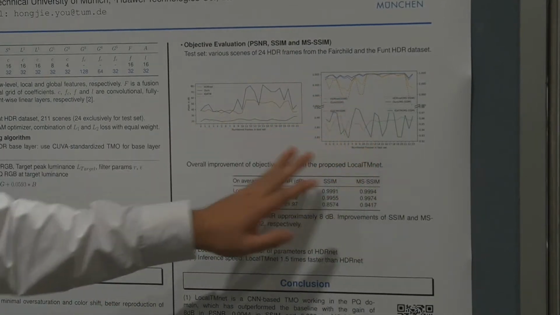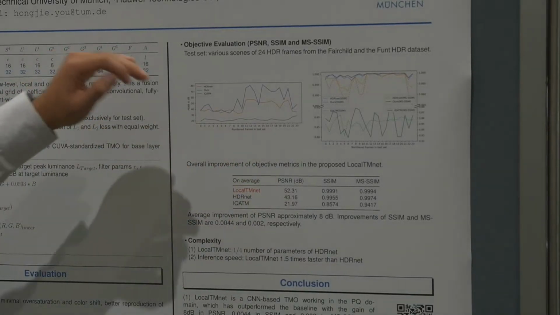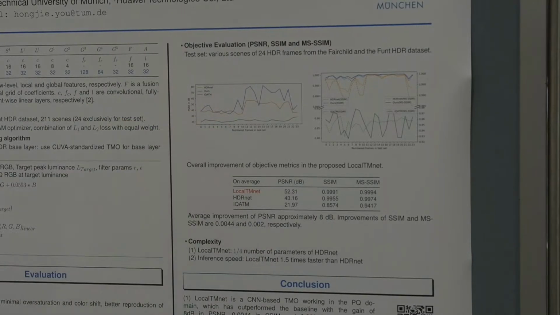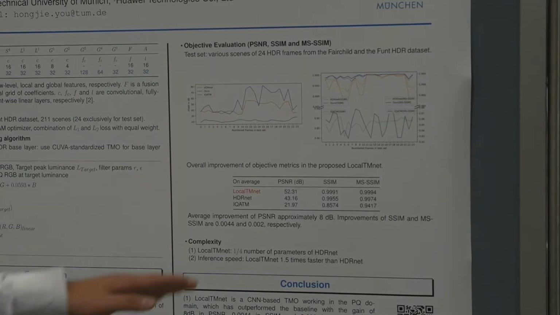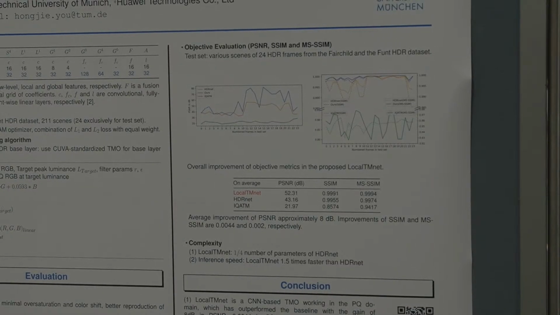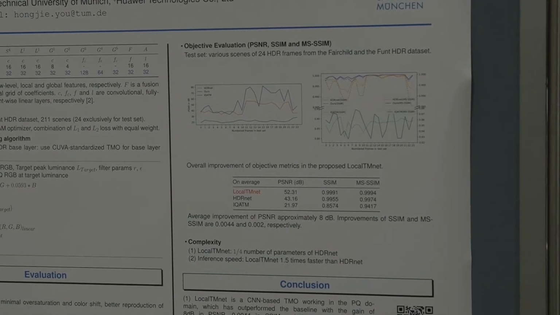As you can see from the table and also from the charts, our method outperformed the baseline method and the other comparative method by approximately 8 dB on average in PSNR, and improved SSIM and MS-SSIM by roughly 0.0044 and 0.002 respectively.